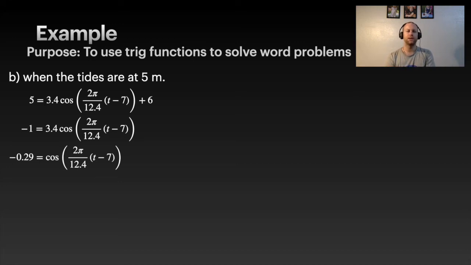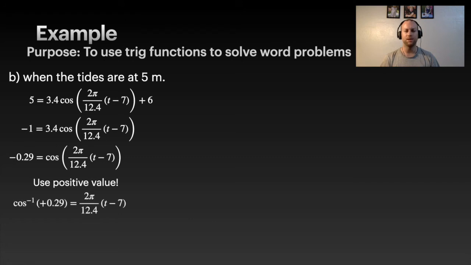You'll notice that this cosine ratio is negative. Just like I've told you many times before, I need to get the positive value to determine my reference point. So I'll do the inverse cos of positive 0.29. That left-hand side we can plug into the calculator. We get 1.27.